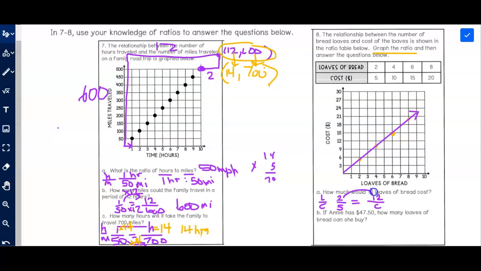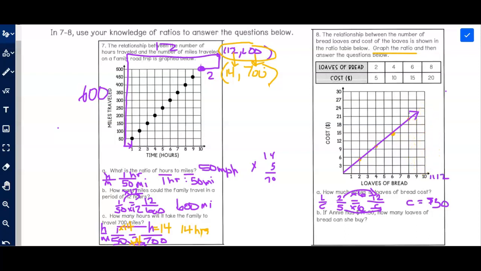2 to scale up to a 12 is times 6. So we got to scale the 5 by 6 as well. And we get 30. So we would expect that if you purchase 12 loaves of bread, you're going to owe $30. Because every time you buy 2, you spend 5.